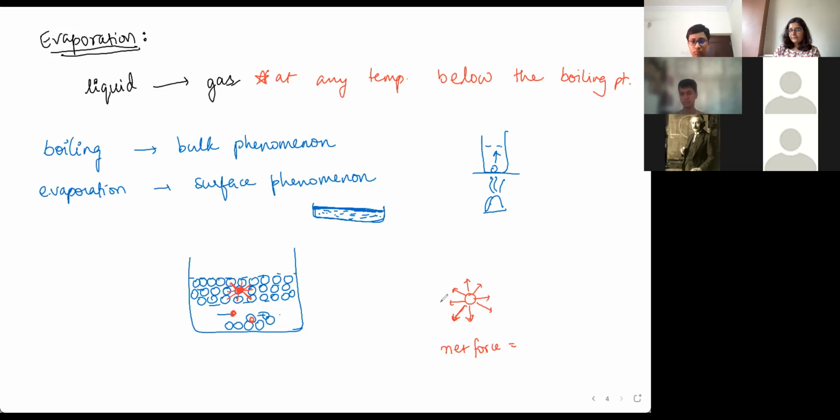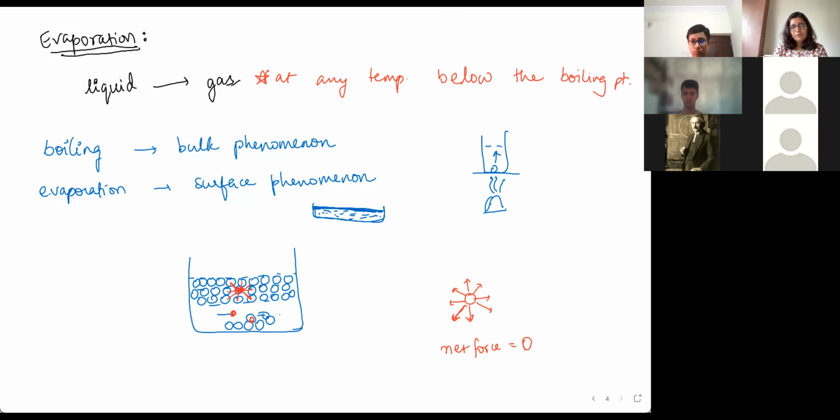Zero. Zero, ma'am. Zero. Right? It's all balanced on both sides. So this side, the particle that's pulling is balancing out the force on this side. So both of them cancel out and net force will be zero. Like it'll just stay in its place. Nothing is happening to it. Okay, get it?